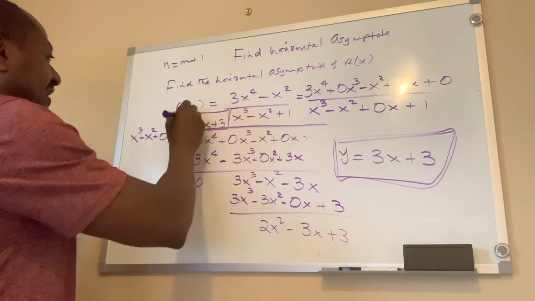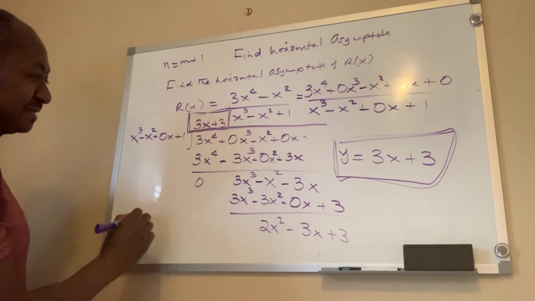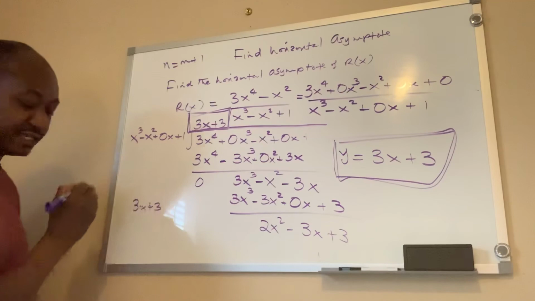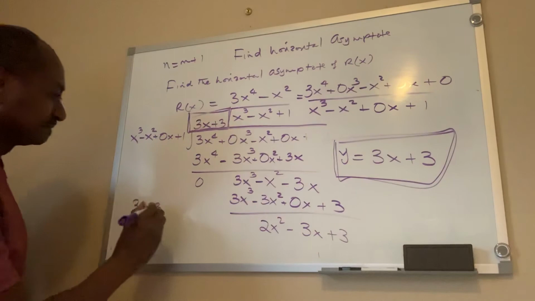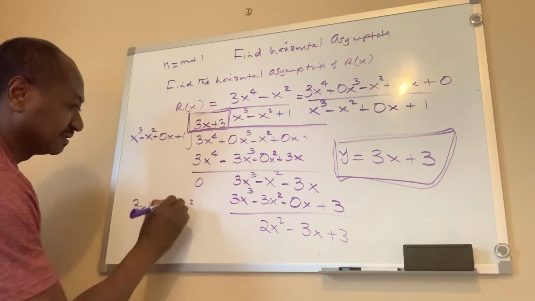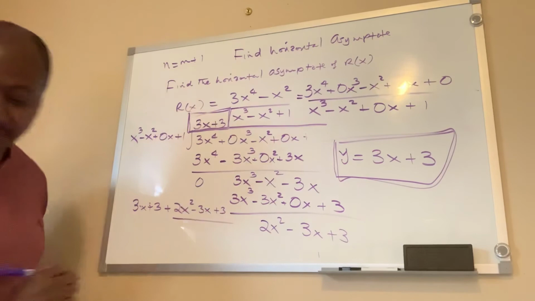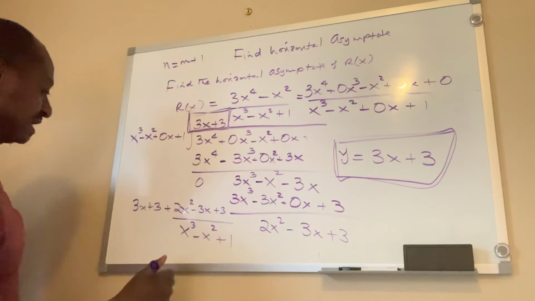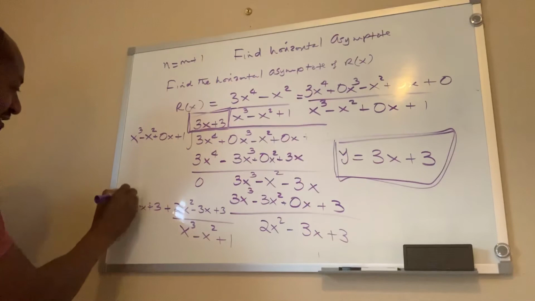What you have, meaning that this can be written as 3x plus 3, right? 3x plus 3 plus this. This is the remainder, right? Minus 3x plus 3 all divided by this, right? So we're going to be dividing by x cubed minus x squared plus 1. If you multiply this by this and you add it to this, you'll get this whole thing. So this is your quotient and that is your oblique asymptote.